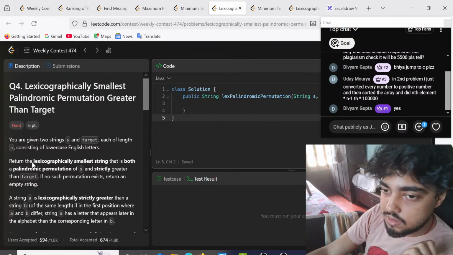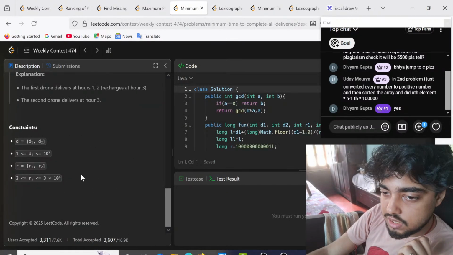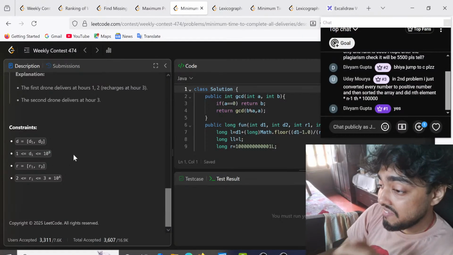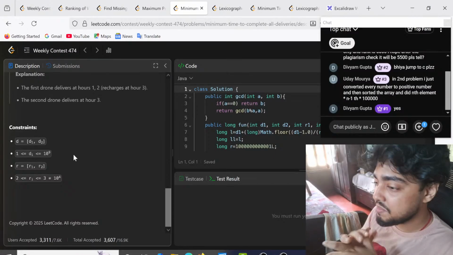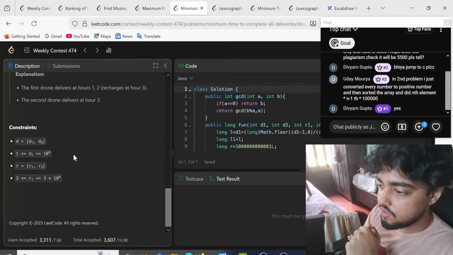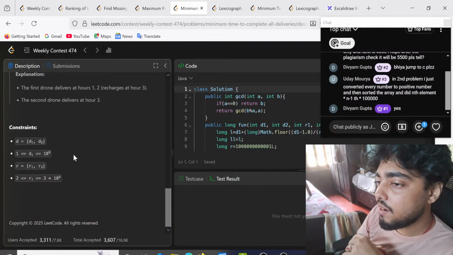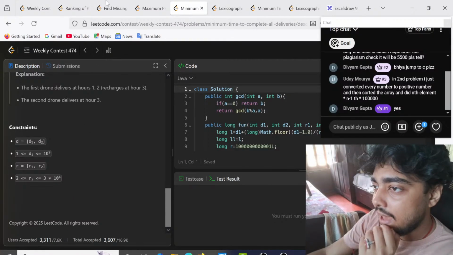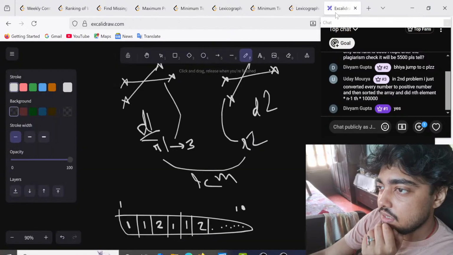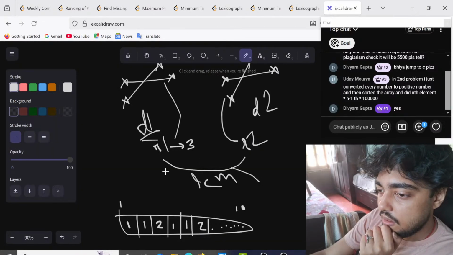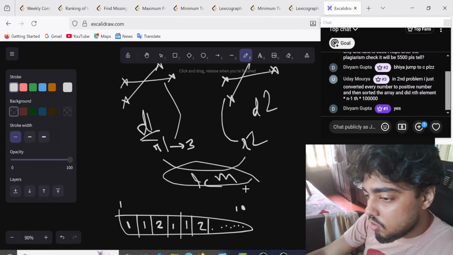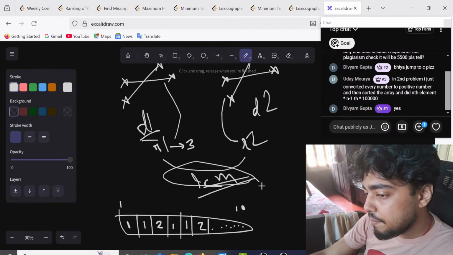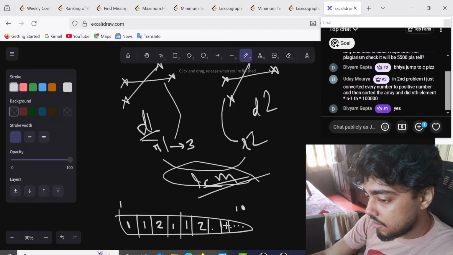But this question gives that D1 is less than or equal to 10 to the power 9. So even if you know that it is a greedy algorithm question, it is not possible for you to solve it using greedy. So you have to find out something arithmetic. Now I just told you one arithmetical expression, that is the LCM part. Now that you know the LCM part, you know that during these LCM points there will be no deliveries.